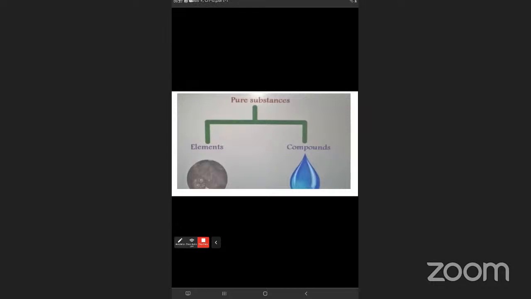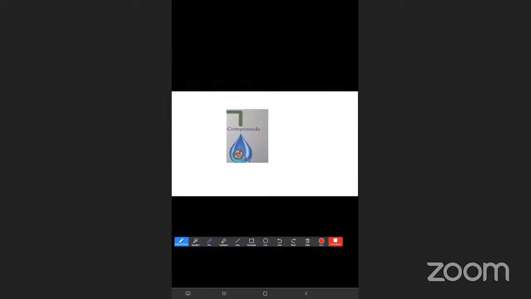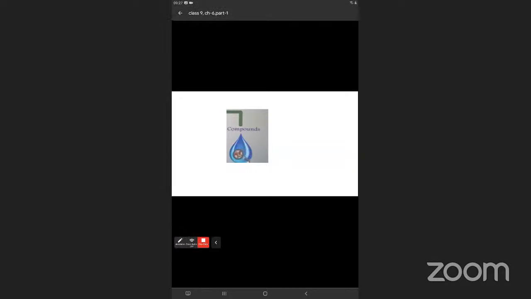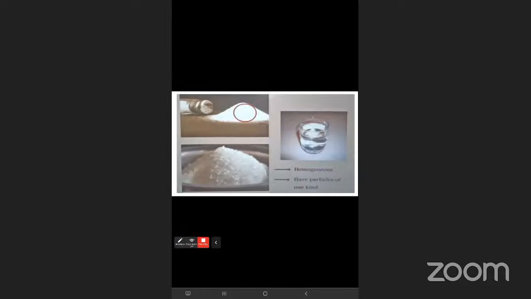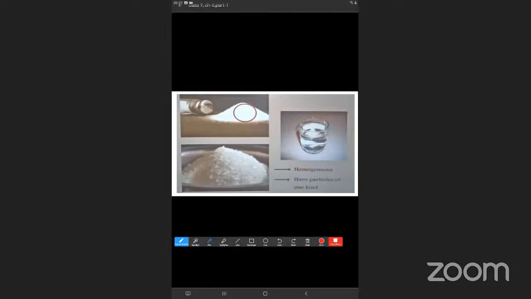Now come to the compounds. Here we have taken one drop of water. Already I explained that one drop of water consists of millions of tiny particles, a number of water molecules. This is also one of the pure substances because always the ratio is fixed in this: always two hydrogen atoms and one oxygen atom. If you take salt, sugar, water, all these are compounds and they are homogeneous and have particles of one kind.